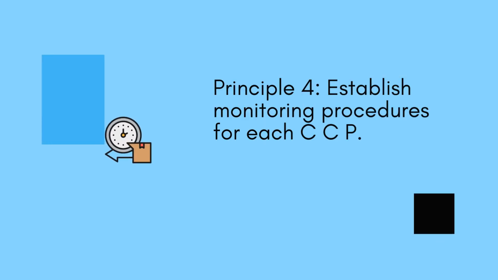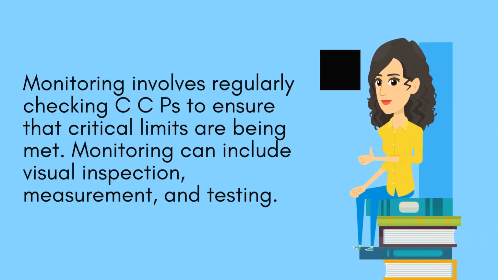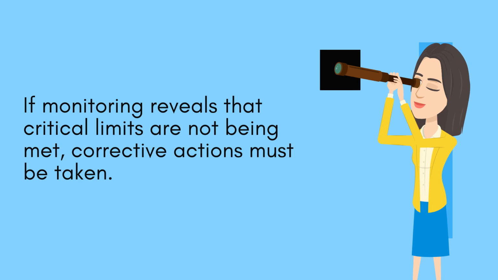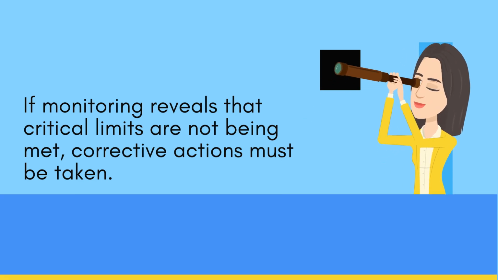Principle 4. Establish monitoring procedures for each CCP. Monitoring involves regularly checking CCPs to ensure that critical limits are being met. Monitoring can include visual inspection, measurement, and testing. If monitoring reveals that critical limits are not being met, corrective actions must be taken.